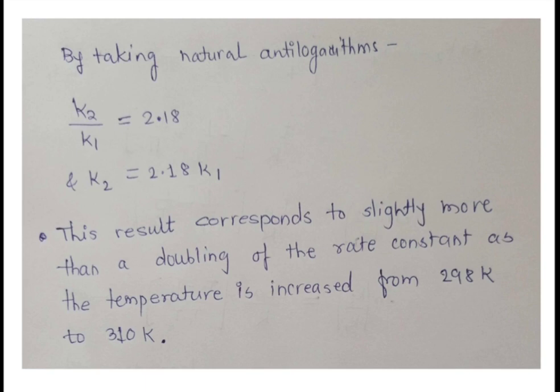And this result shows the increase, or doubling, of the rate constant as we increase the temperature from 298 Kelvin to 310 Kelvin. We simply say that when we increase the temperature by 10 degrees Celsius, the rate of reaction will be doubled. This can be shown by using this equation.